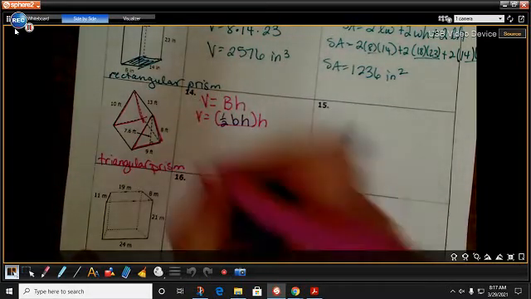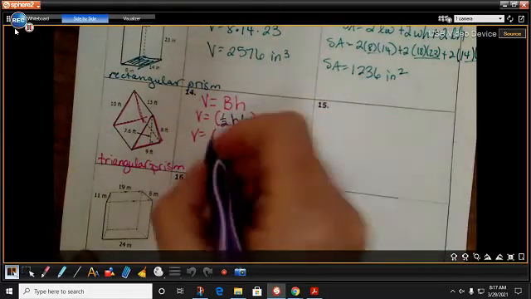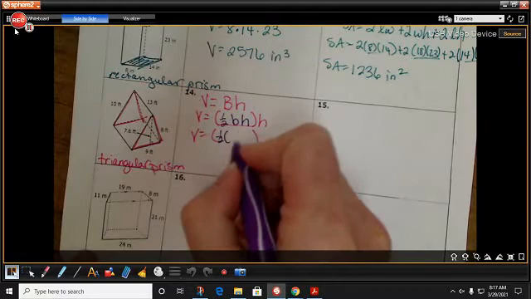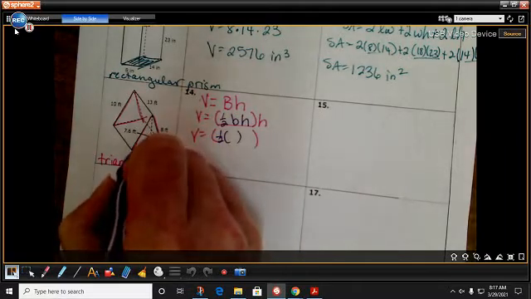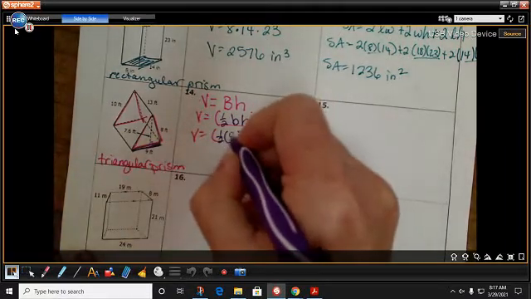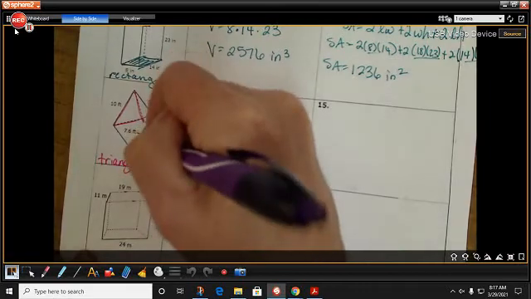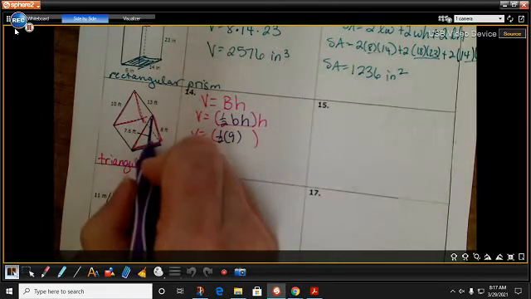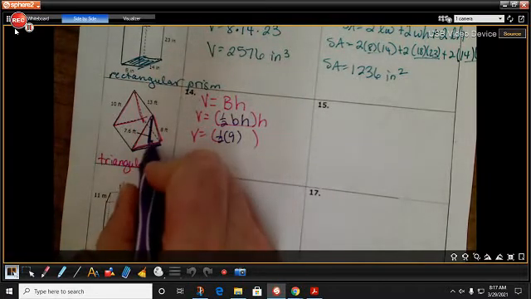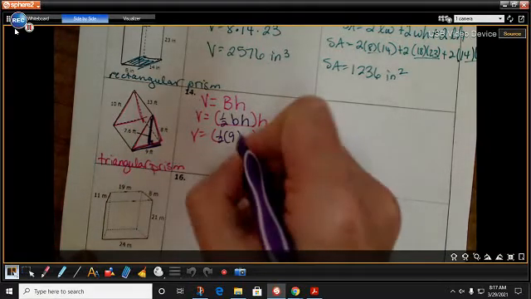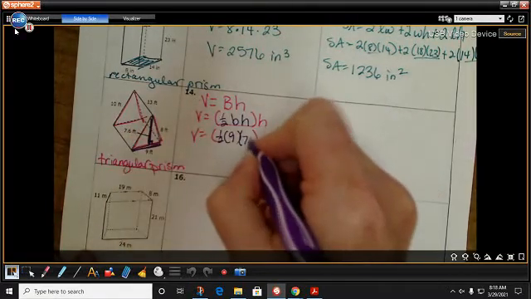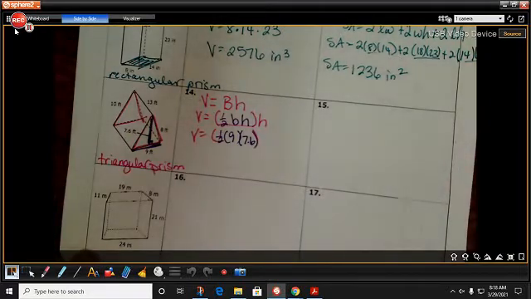Let's come over into our picture now and identify all these parts. The 1/2 is just 1/2. The base of the triangle is going to be this 9. And then the height of the triangle is perpendicular to that base. That's why that right angle there is so important. And so that height is going to be 7.6.